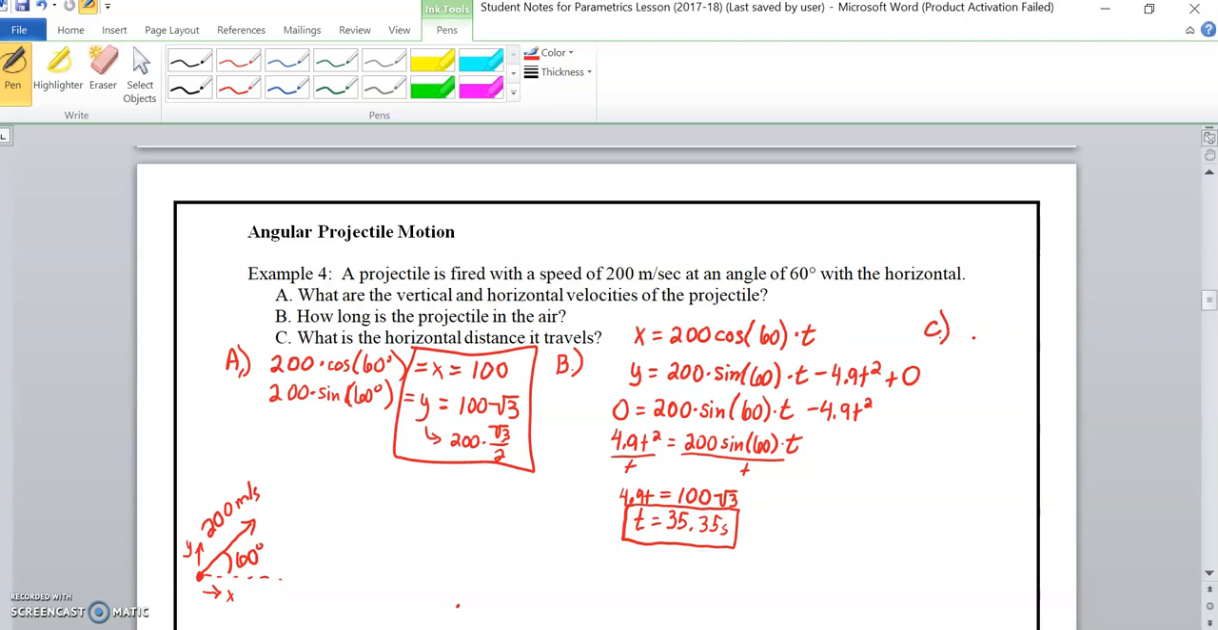Part C, it says, what's the horizontal distance? Well, just like the other problems, we're going to take x equals 200 cosine 60 times t. So really x is just equal to 100 times t. T was 35.35. So x is 3,535. And that is my answer. Horizontal distance traveled 3,535 meters.